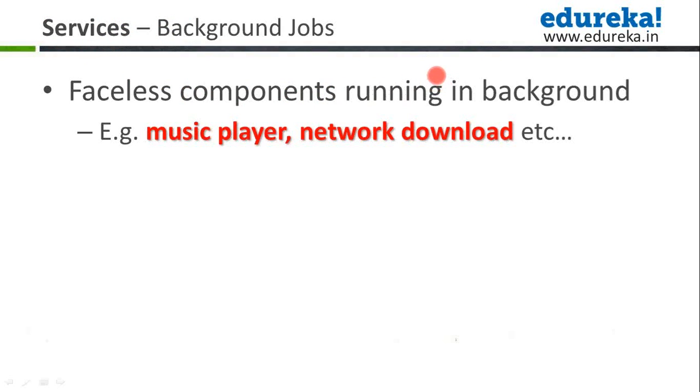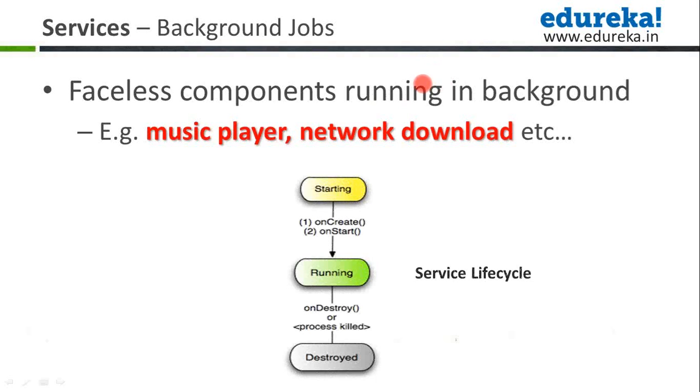Now, every service also has a life cycle of its own. When you talk about a service life cycle, it has only 3 stages. Number 1, the starting state. Number 2, the running state. And number 3, the destroyed state. Now, there are no intermediate states between the running state and the destroyed state as there were in the activity. There is no pause state, there is no stop state.